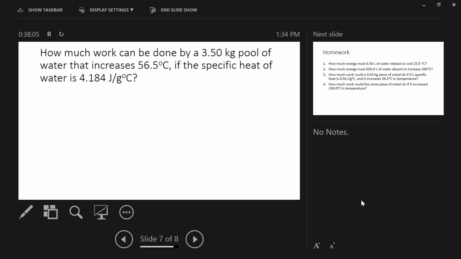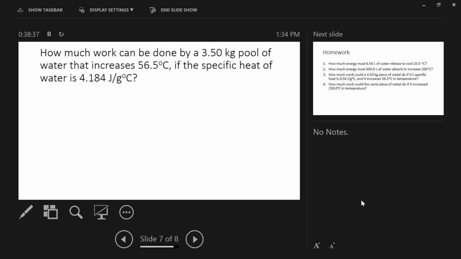And we are left with 3,500 times 4.184 times 56.5. How many significant figures should we present our answer in? Still 3? Remember, we're not going to limit it to 2 here because this was actually given to us as 3 significant figures. So we're going to present our answer in 3 significant figures, and it is 827,000 joules.